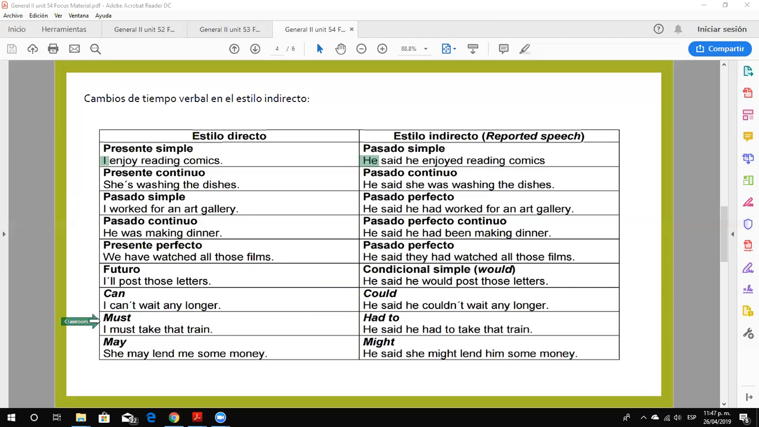Direct speech, must: "I must take that train." Indirect speech, had to: "He said he had to take that train." May: "She may lend me some money." Reported speech, might: "He said she might lend him some money."